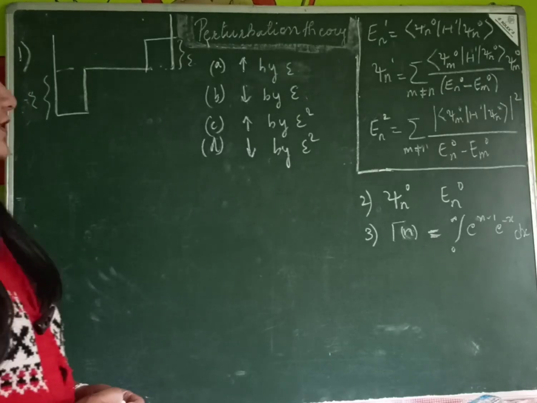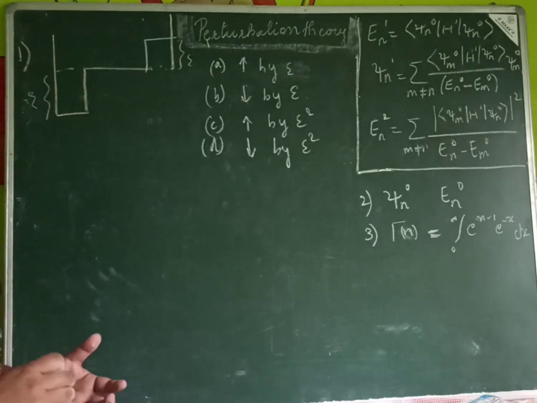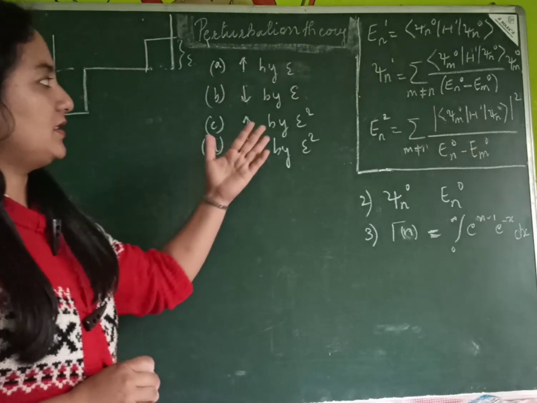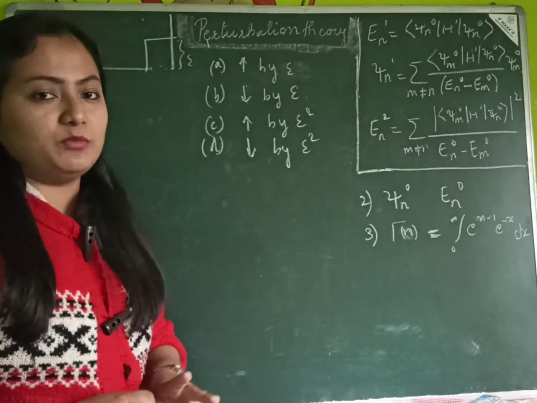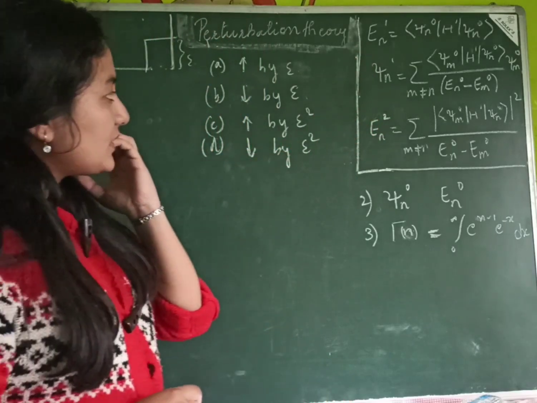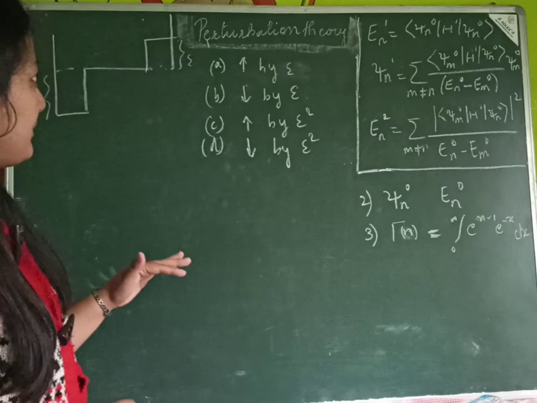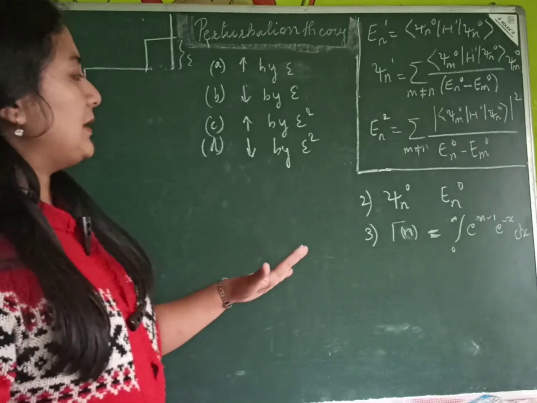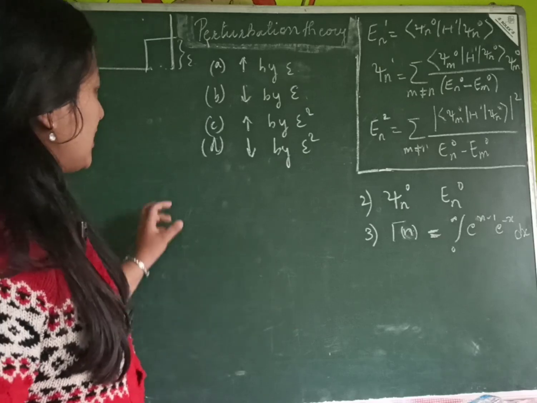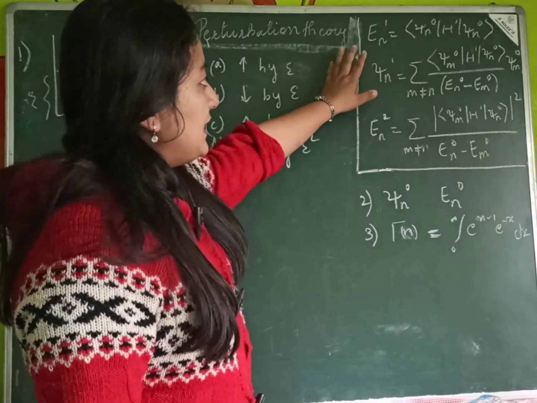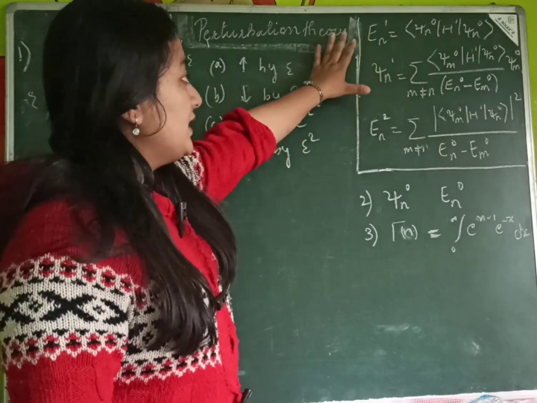So in the first part we discussed some basic theory about perturbation theory, and then we discussed these formulas, right? And then we did two problems. So today in this second part I'll be doing around 5 problems, right? Before we move to those problems, let us recapitulate these formulas.